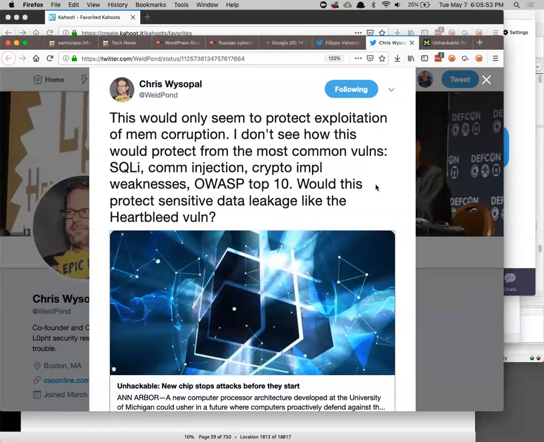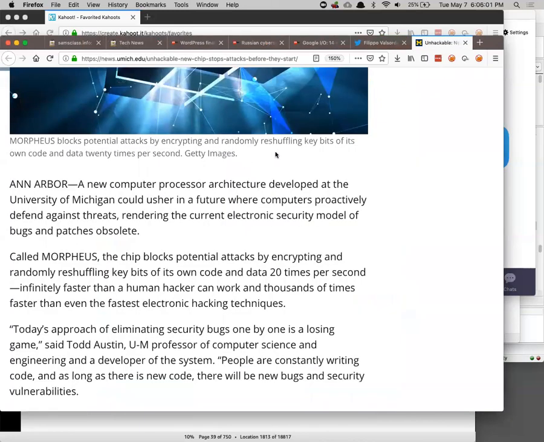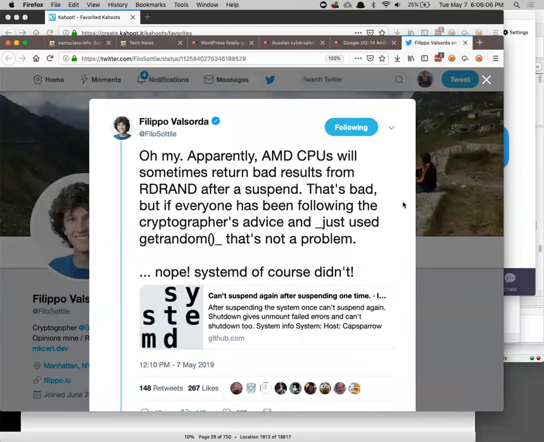So he's got a good point. A whole bunch of attacks are at a different level. This mitigation won't stop them. But anyway, it will stop the kind of attacks that are in the exploit development class. And so it'll have some value.